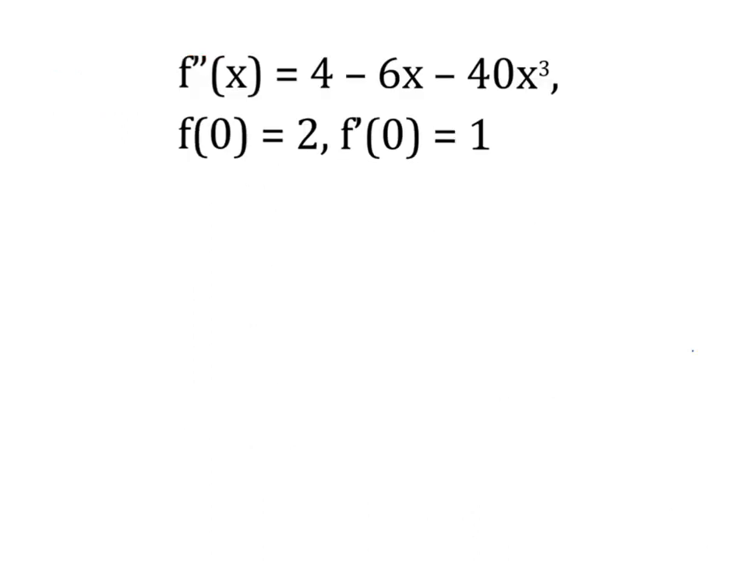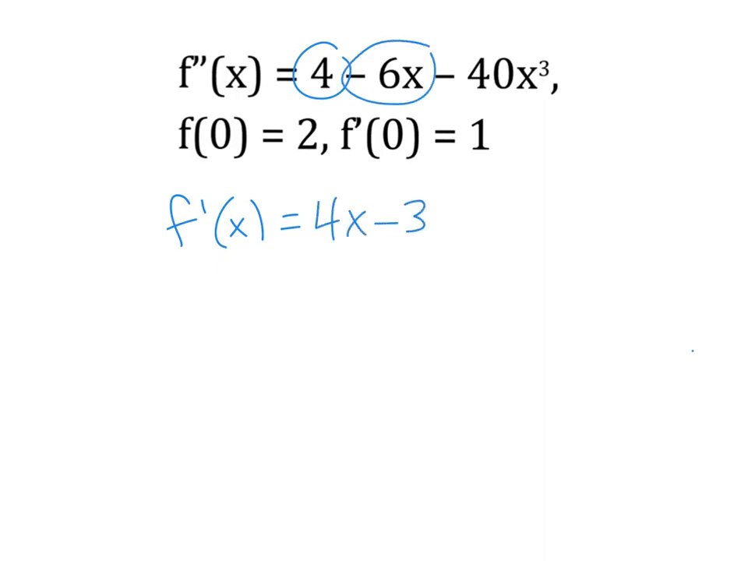All right, let's check the first one here. So given the second derivative, if I work backwards using reverse power rule, the first derivative, well, the antiderivative of 4 would be 4x. The antiderivative of negative 6x would be negative 3x squared by reverse power rule. And then the antiderivative here, if I added a power of 1, would be 4. Dividing by 4, I think, gives me negative 10x to the fourth. But remember, we have a plus c.